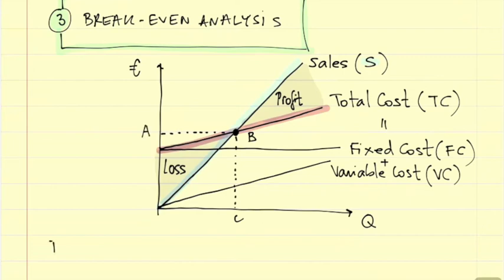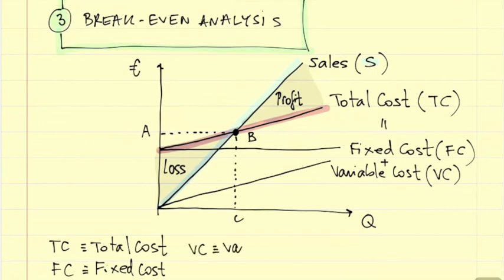So the nomenclature here: TC is the total cost, as I said. FC is the fixed cost. TC is FC plus variable cost, VC. Okay, VC is variable cost.